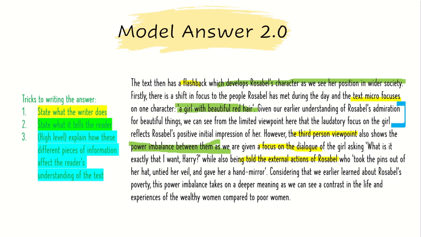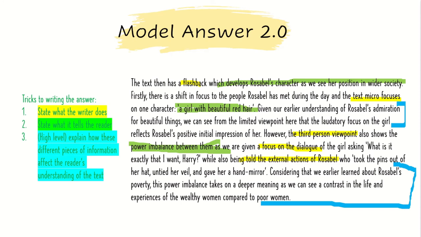Those have to be gotten right first, and then you can develop to the higher level with the blue. Considering what we learned earlier about Roswell's poverty, this power imbalance takes on a deeper meaning as we can see a contrast in the life and experiences of the wealthy women compared to poor women. So I'm talking about there how that theme is foregrounded between the contrast between the different classes of society. And again, I'm comparing what we learned in the beginning to what we learned in the middle.